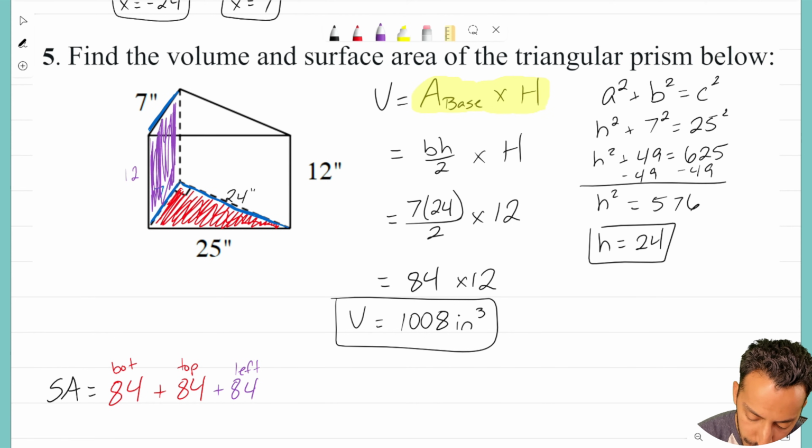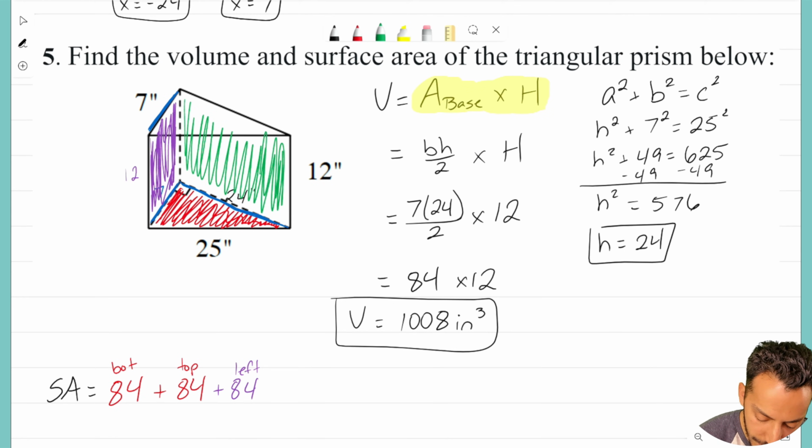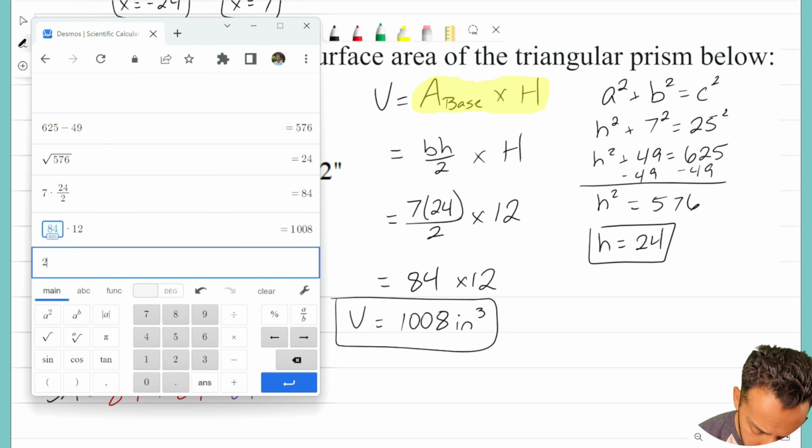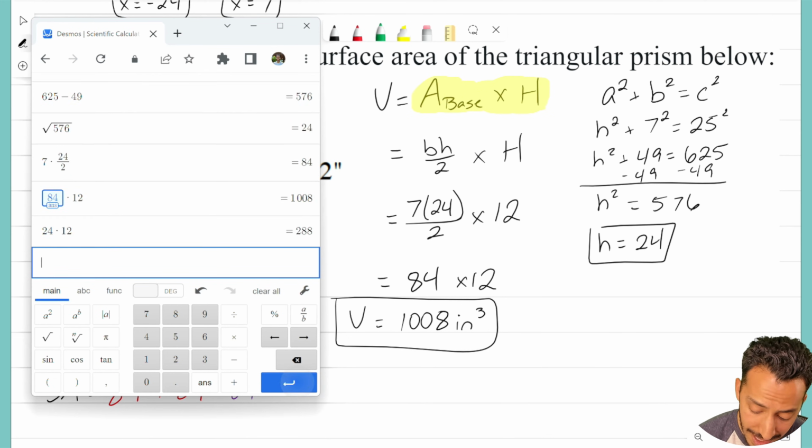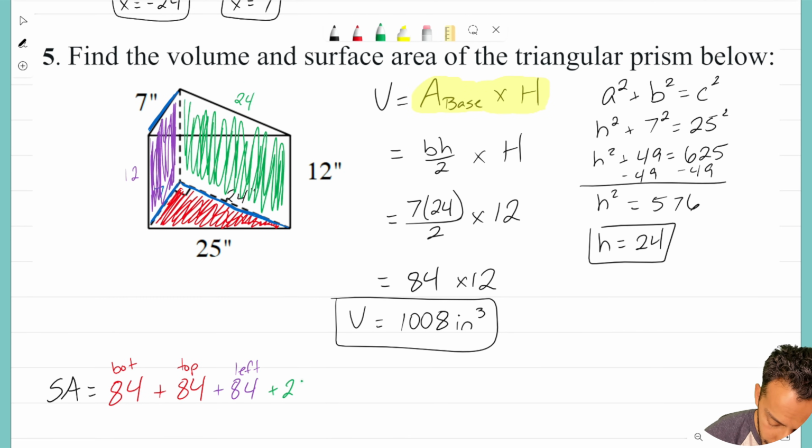All right, let me pick another color real quick. We'll do green. I see another rectangle in the back right. Look at that one here on the back right. I need to find that area. Well, again, the height is 12. This height, that's the height that we found earlier. That is 24. So I just need to do 24 times 12. Let's get a calculator out real quick. 24 times 12. That area is 288. And I'll call this the back area.